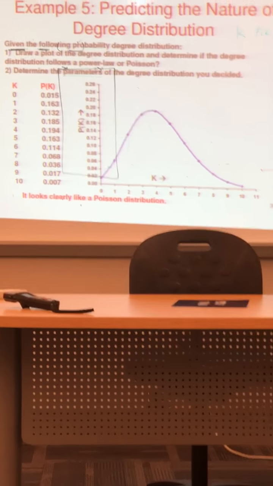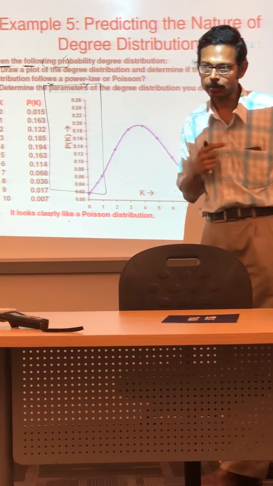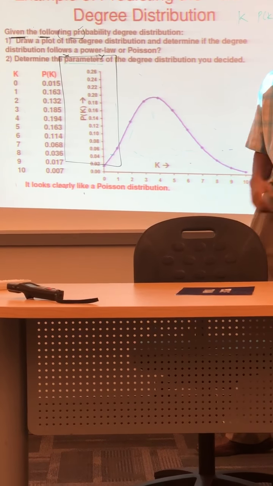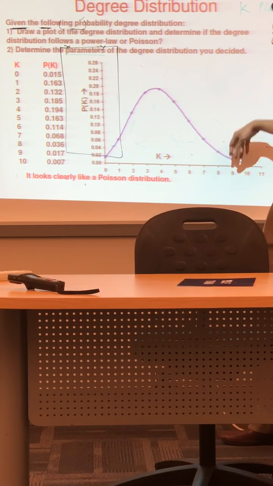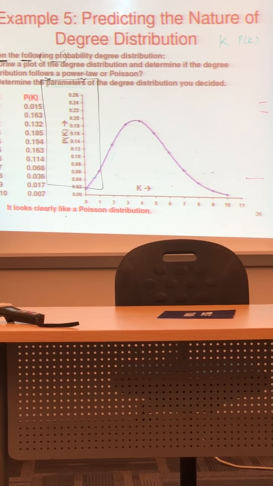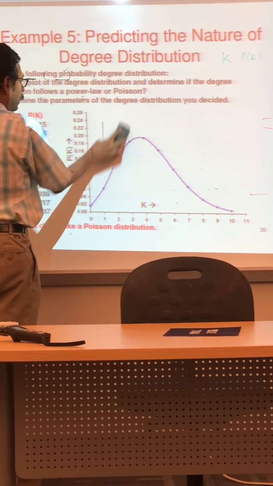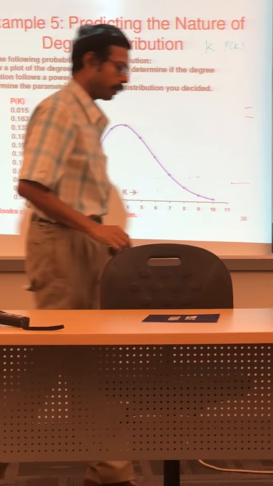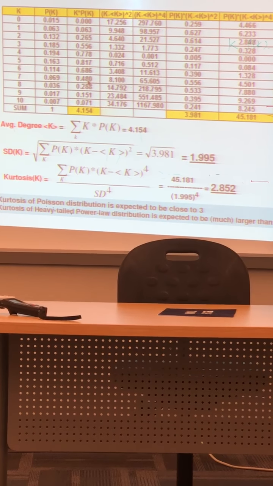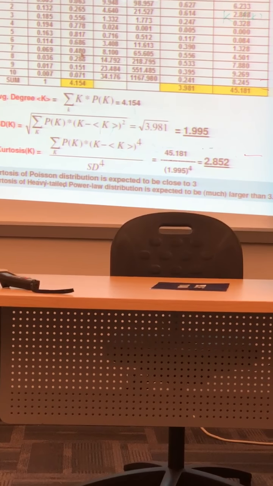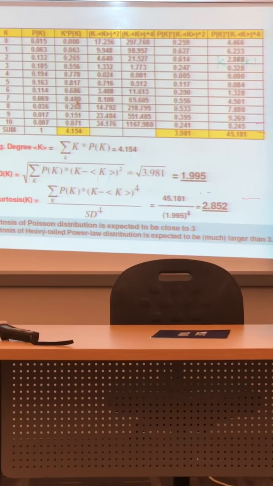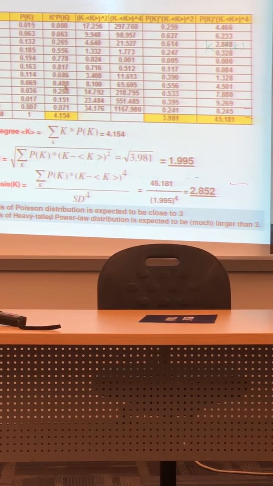Okay, so I have another example that will be like a Poisson distribution. So you have k versus P of k values. So if it comes out like this, a bell-shaped curve, then it's not power law. It is Poisson distribution. So let us see what parameters we can find for a Poisson distribution. Because we can find average degree and the standard deviation. So for this we can find the kurtosis. And the kurtosis has to come less than 3, right? Because it cannot be greater than 3 for a Poisson distribution.